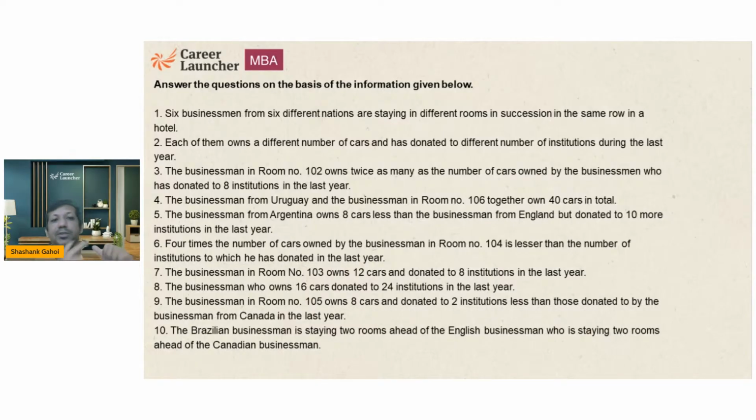So basically, we are overall talking about 4 parameters, right? Which 4 parameters? One is going to be room number. Second is going to be the number of cars they own. They are going to have the countries they belong to and the number of institutions where they have donated money. So basically, this is the information that the question is talking about, and we have to arrange the complete data. Some values must be given, some values must be concluded.